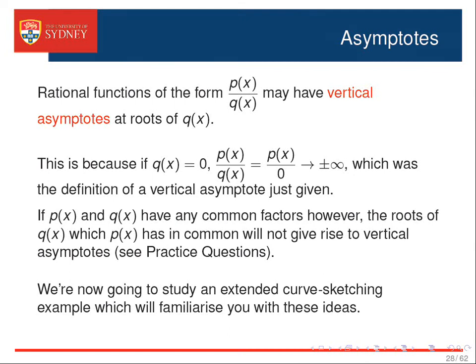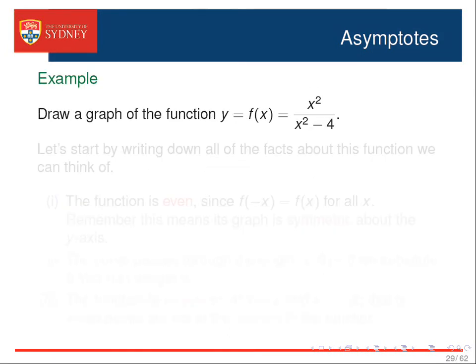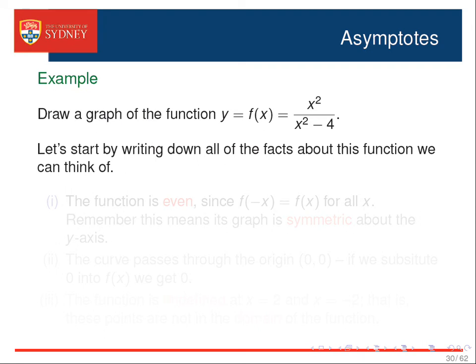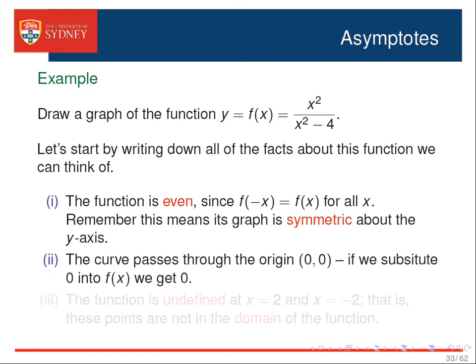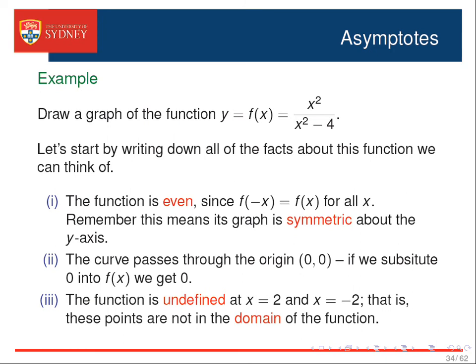Let's look at an example of curve sketching to see some of these ideas in action. Consider the graph of the function y equals x squared over x squared minus 4. Let's think about all of the information we know about this function. It's even. That is, f of minus x is equal to f of x for all x. This means its graph will be symmetric about the y-axis. The curve also passes through the origin, and it's undefined for x equals 2 and minus 2, because both of these values make the denominator 0.